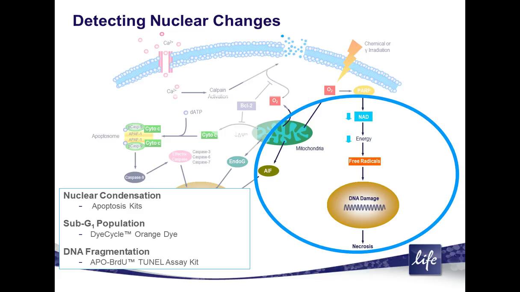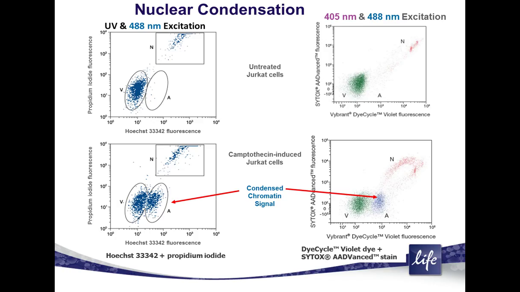Finally, we're going to look at several reagents used to detect nuclear changes associated with apoptosis. These include chromatin condensation and DNA fragmentation. Cells undergoing apoptosis display an increase in chromatin condensation. Morphologically, the nuclei of apoptotic cells become smaller than those of normal cells and become hyperfluorescent when labeled with some nuclear stains. Hoechst has long been used to detect this change of increased fluorescence in condensed chromatin, and you can see that in the plots on the left.